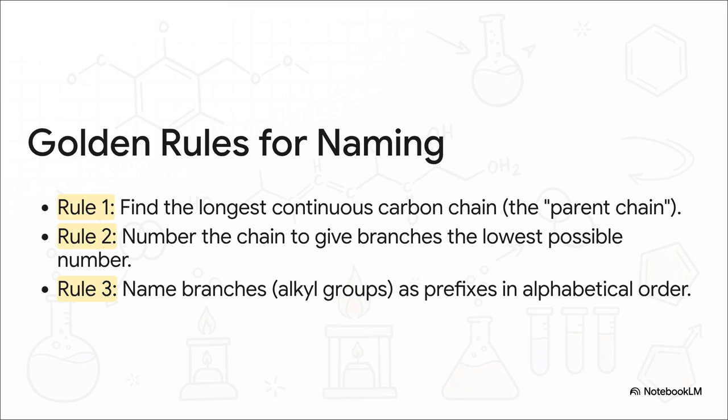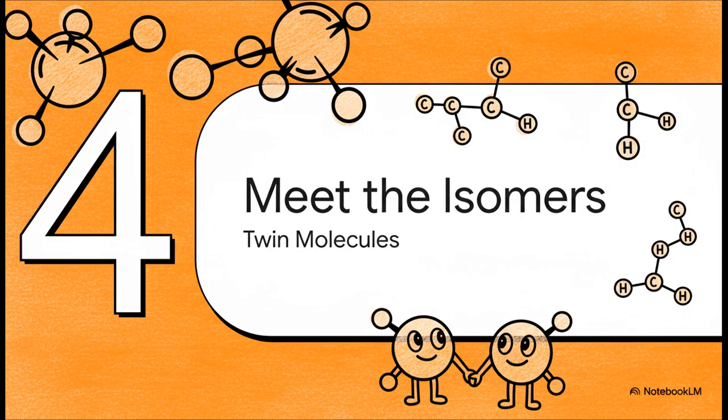And here are the 3 golden rules. Rule 1, first always find the longest possible chain of carbons. That's your parent. Rule 2, number the carbons in that chain, but start from the side that gives any branches the smallest possible number. And rule 3, name the branches and just list them at the beginning of the name alphabetically. Simple.